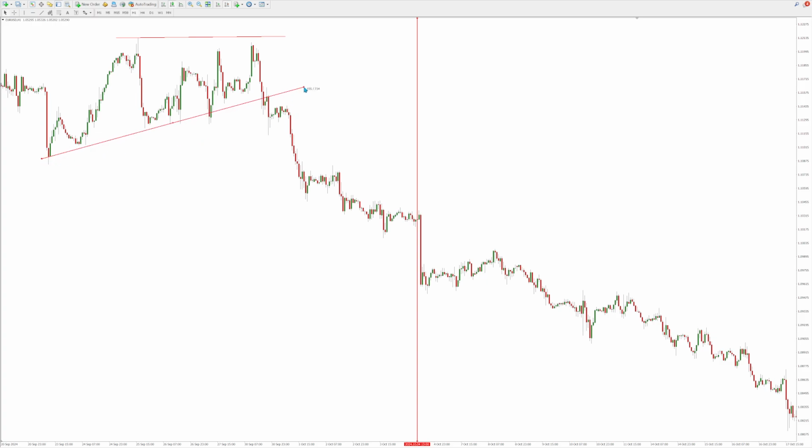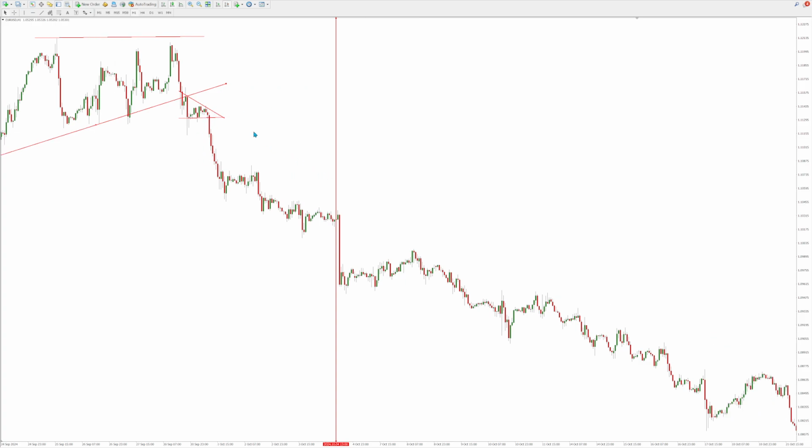line here. Just draw that in there for you. We had a breach of support around about here. The breach of support became resistance, price fell down, and we had a nice breakout here. This would have been a good breakout trade to take. The market is making these lower highs. You've got a wedge formation, and this would have been a good entry into this downtrend.